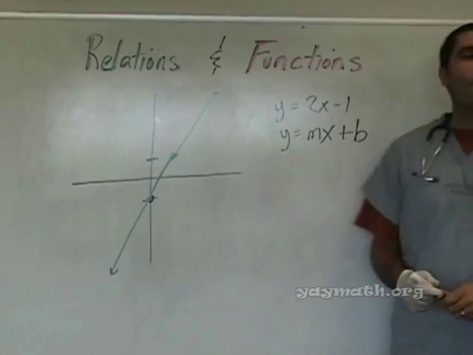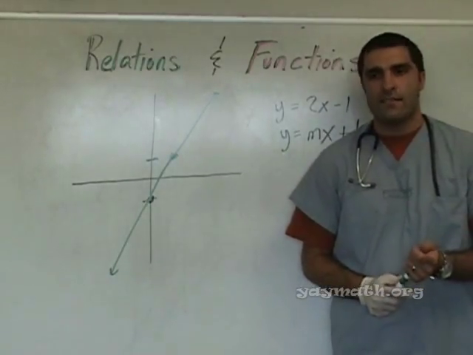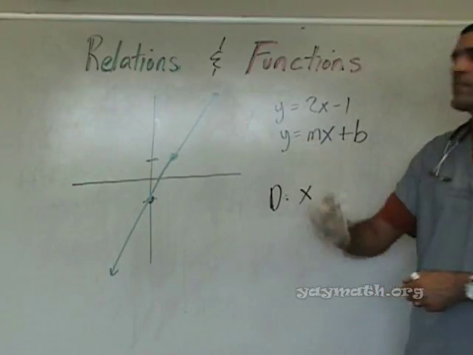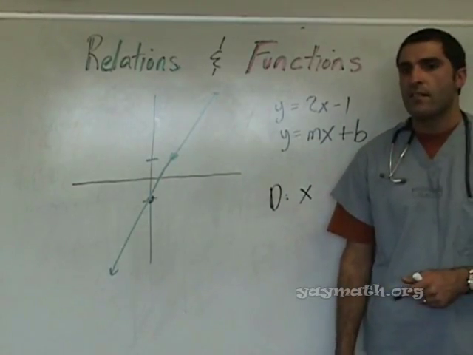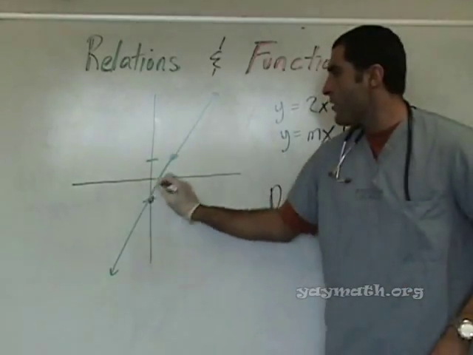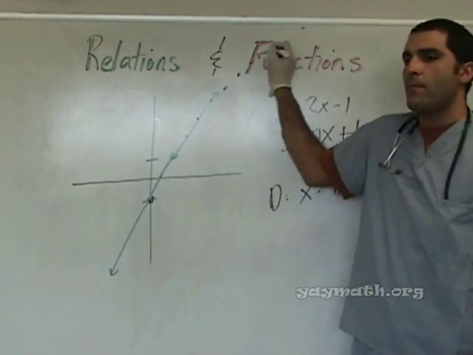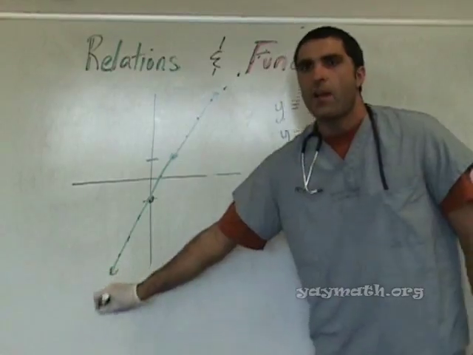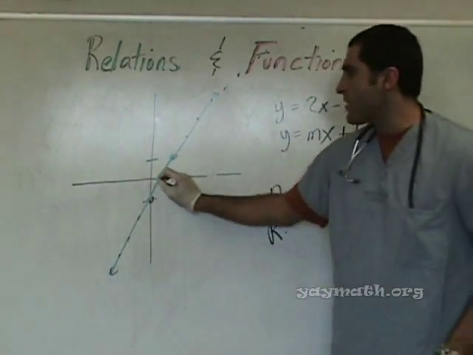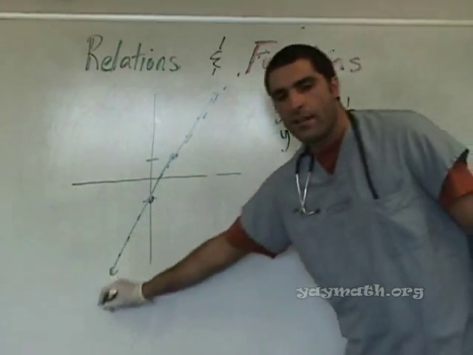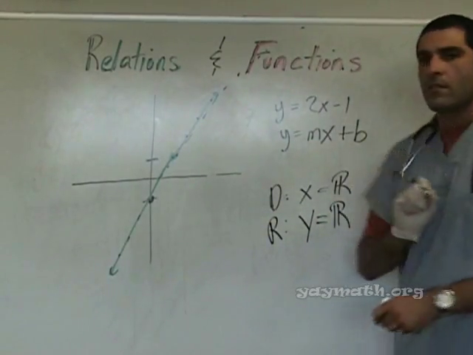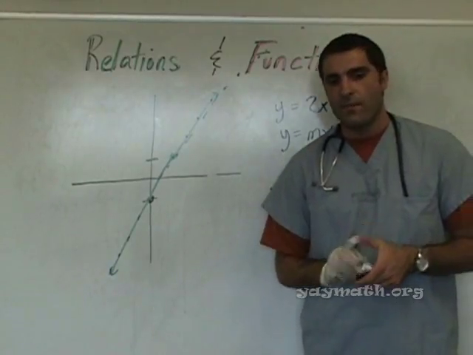Is this a function? Yes. Domain: all possible values of x. All real numbers. X could be 0, 1, 2, 3, 4, 5 going up and up, and -1, -2, -3 all the way down. Range the same. Y can be 0 going up and going down. Also, all real numbers. Okay, good job, you guys.